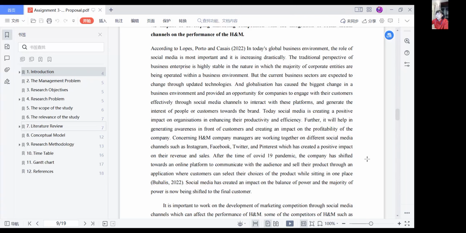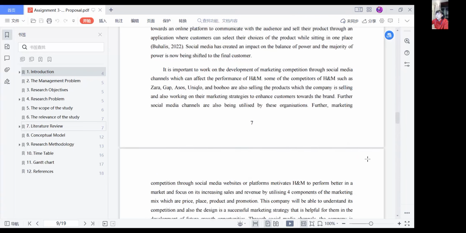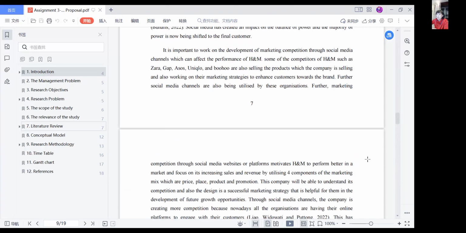It's important to work on the development of marketing competition through social media channels, which can affect the performance of H&M. Some of the competitors of H&M, such as Zara, Jeep, ASOS, Uniqlo, and Boohoo, are also selling the products which the company is selling and also working on their market strategy to attract customers toward the brand.